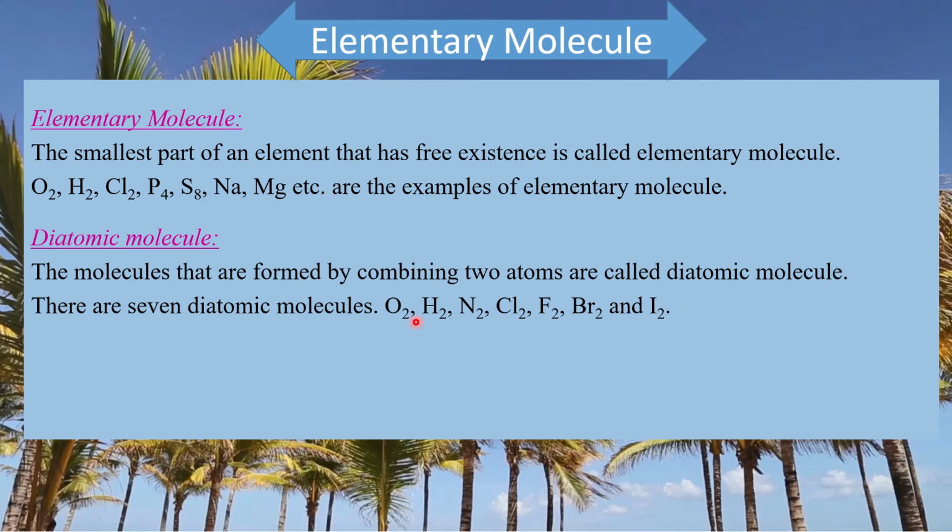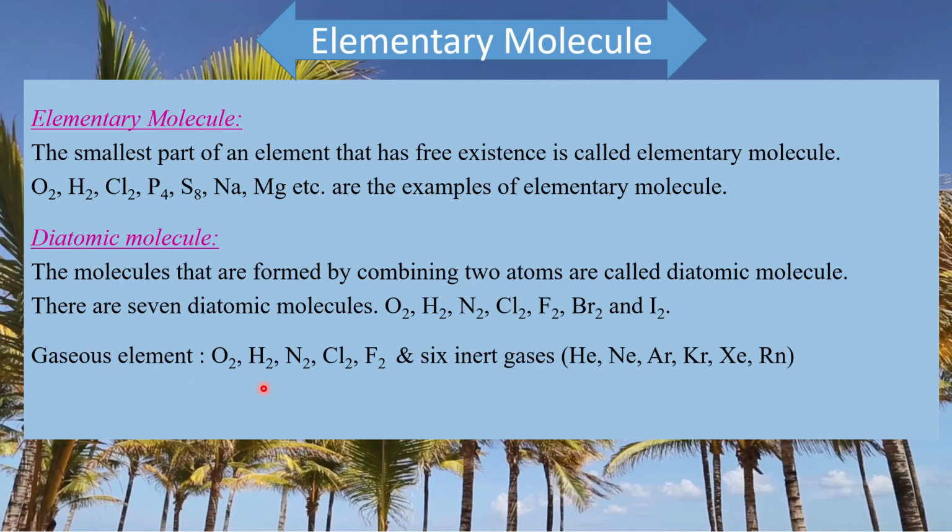O2, oxygen, you never write O. O means oxygen atom, but when you have to write the oxygen molecule, then you will write O2. H2 is the molecule of hydrogen, N2, Cl2, F2. These are gaseous diatomic molecules. And Br2, that is bromine, is liquid but a diatomic molecule. And iodine, I2, is solid but a diatomic molecule. So there are 7 diatomic molecules, of which 5 are gas, 1 liquid and 1 solid.